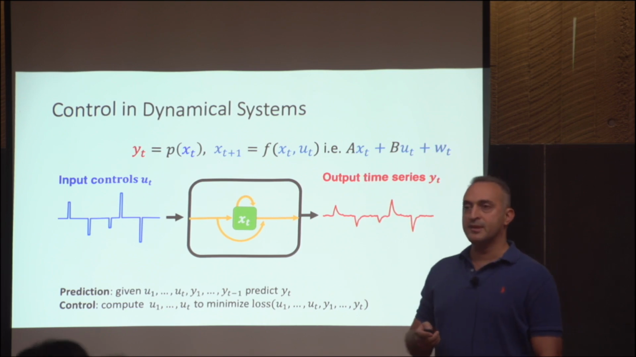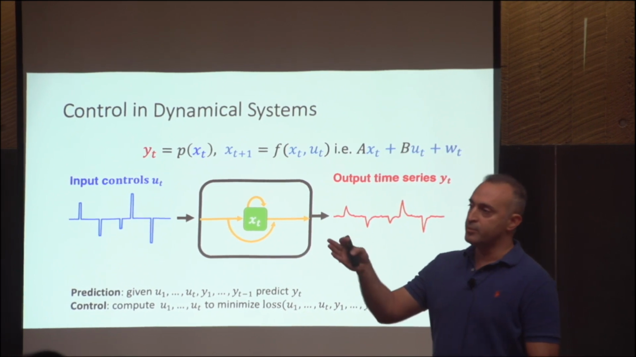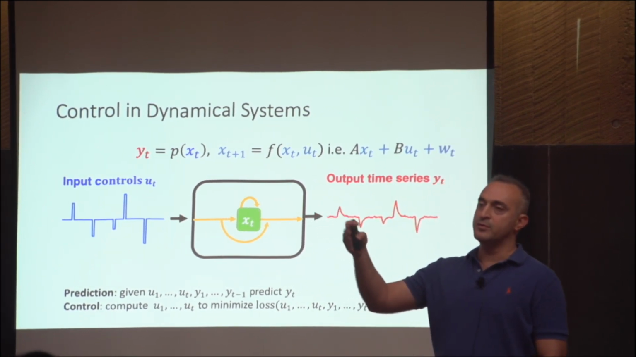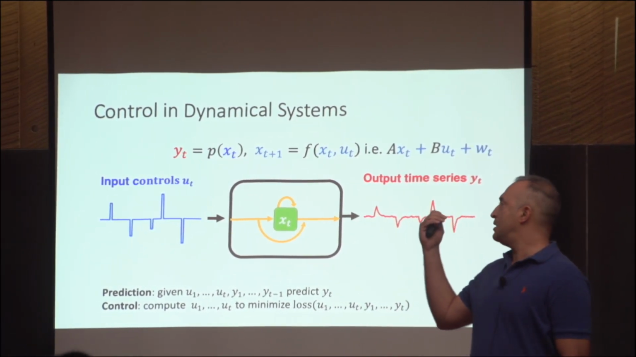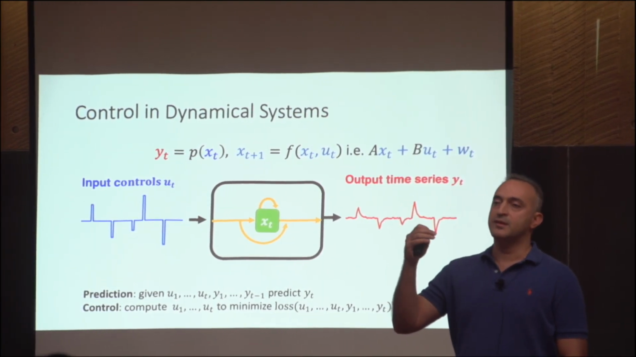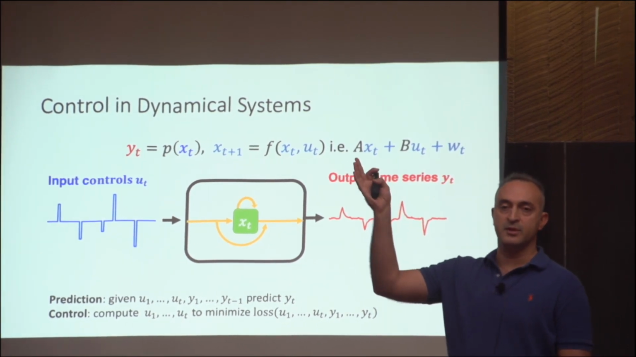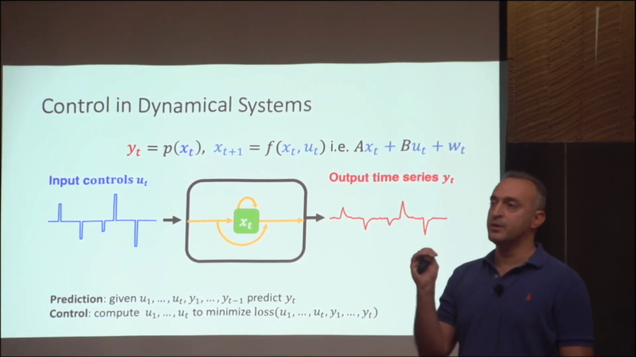And there are several problems that are studied in this context. One of them is prediction. For example, we can see all the input and past inputs, past outputs. We want to predict the next one. Or we want to do control. That's a more interesting and more complicated version, which says you want to input some U's and to achieve some functionality from the outputs.